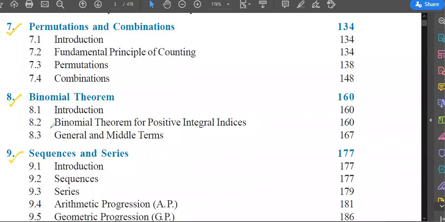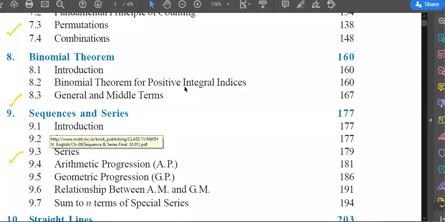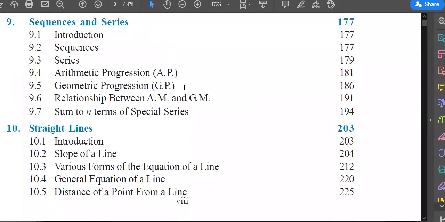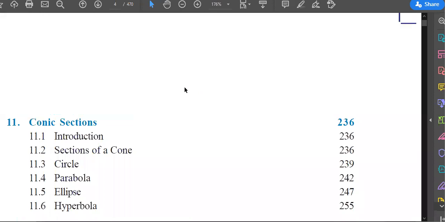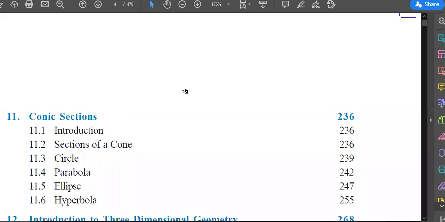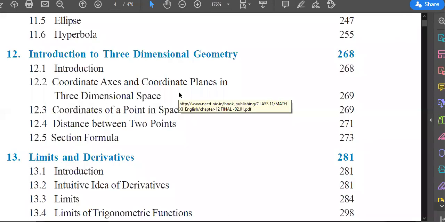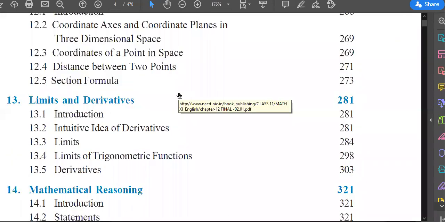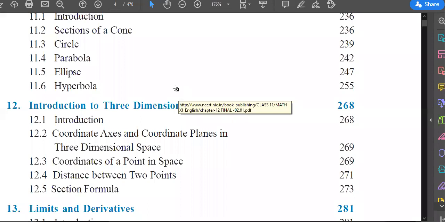This is according to the syllabus that we have to cover. And straight line and circle. We have already covered three-dimensional geometry, limits and derivatives. If we get time, then only we will cover. Okay, got it? So I guess we would be able to complete at least NCERT.